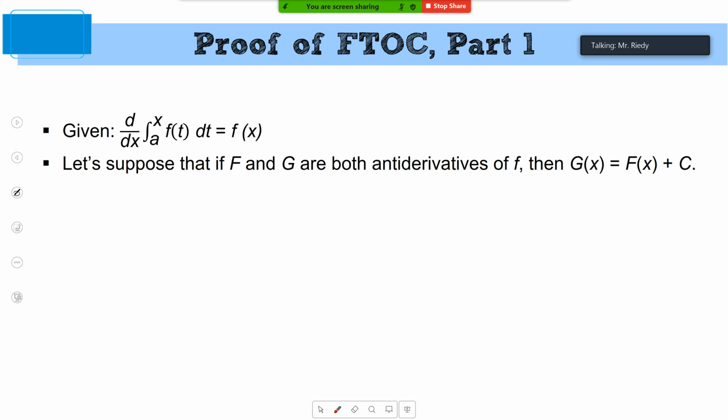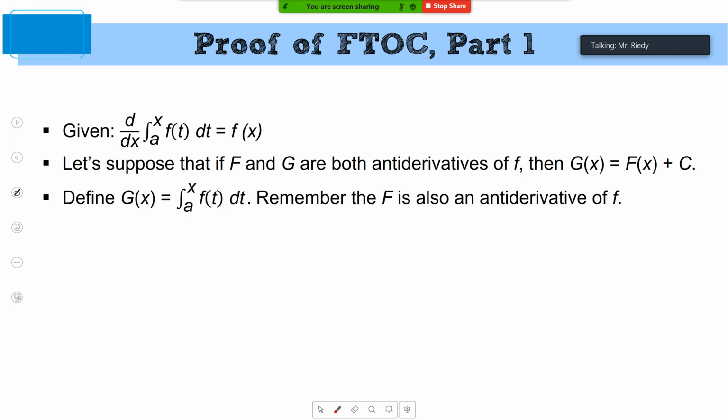So it would be like, let's say our function was x squared. Then F of x would be 1/3 x cubed, whereas G of x would be 1/3 x cubed plus 7. So we're taking that same function, just sliding it up and down. Okay? So G of x is defined as the antiderivative of f of t.